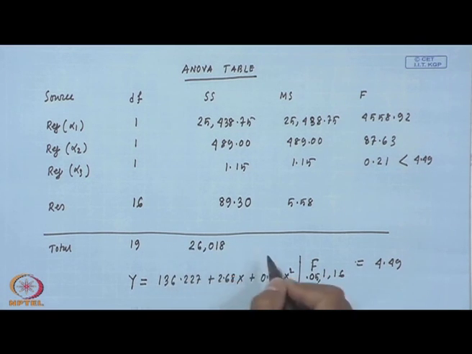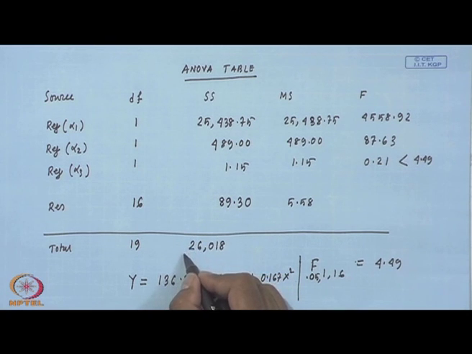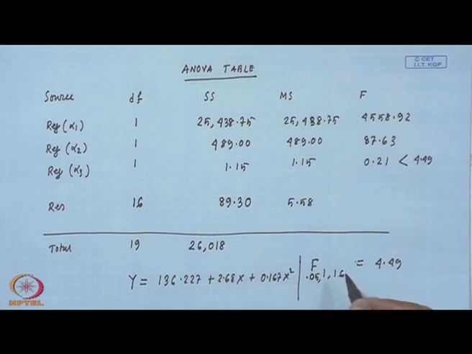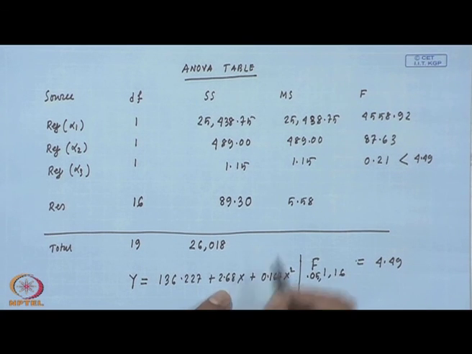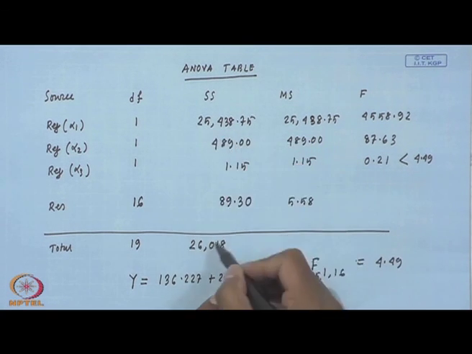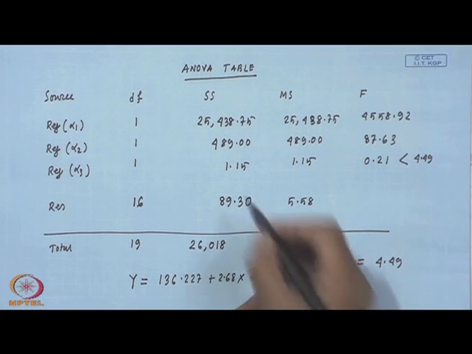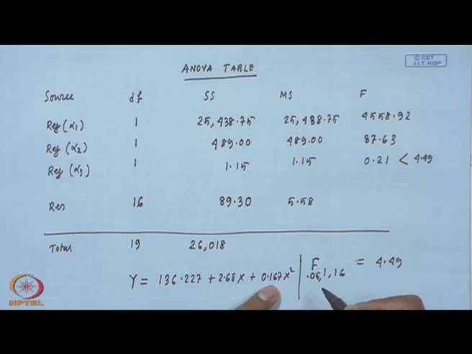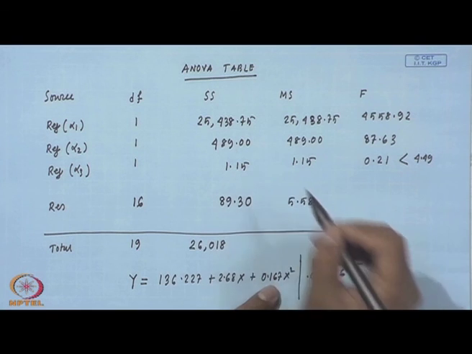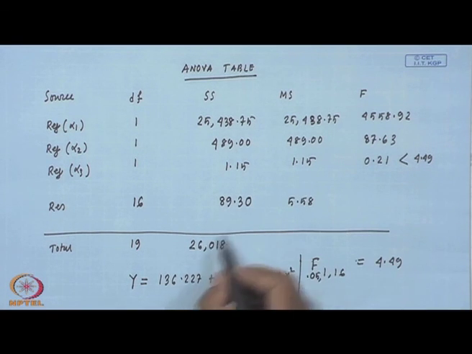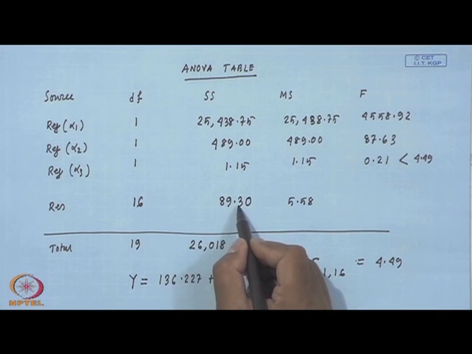total variability, and I want my model to explain this variability. Now, you can see that this linear term explains a huge part of the total variability. The quadratic term explains this much of total variability, and the cubic term is not significant, right. And now, we can see that out of 26,000 of the total variability, a major part has already been explained by the model, and the remaining part is 89.30.